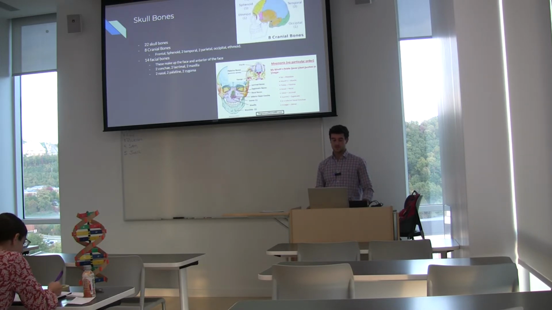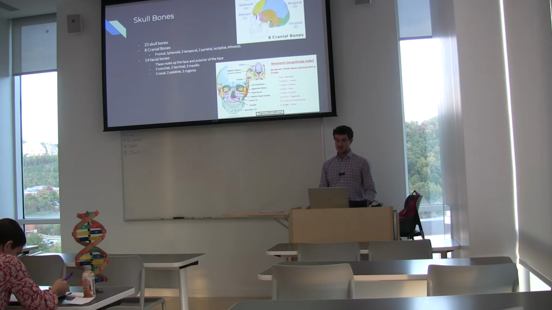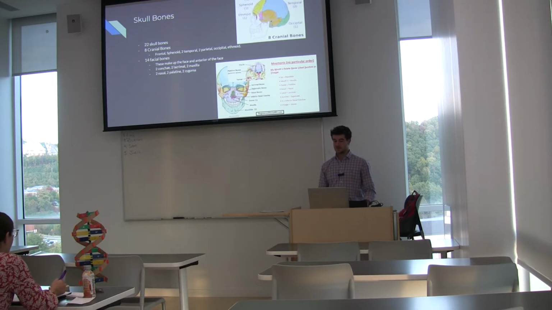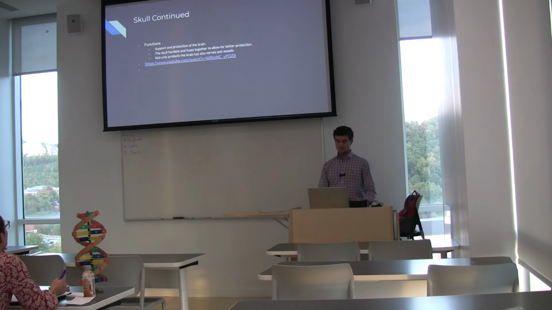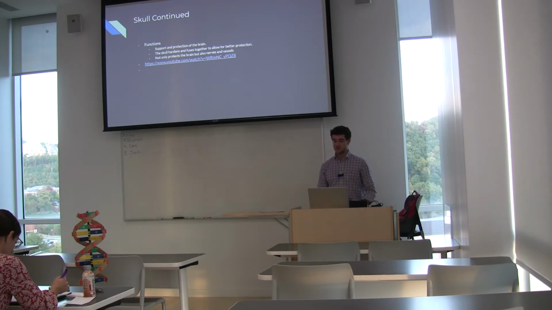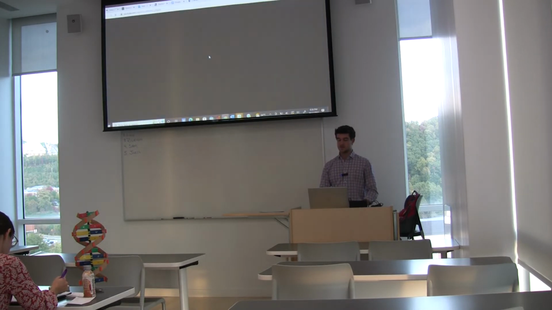So then you have 14 of them, but you have 2 different nasal concha, 2 different lacrimal, 2 maxilla, 2 nasal, 2 palatine, and then 2 zygoma. And then skull continued, some functions of the skull are support and protection of the brain. The skull hardens and fuses together to allow for better protection as your body continues to grow and form. And it not only protects the brain, but also nerves and vessels inside the brain.